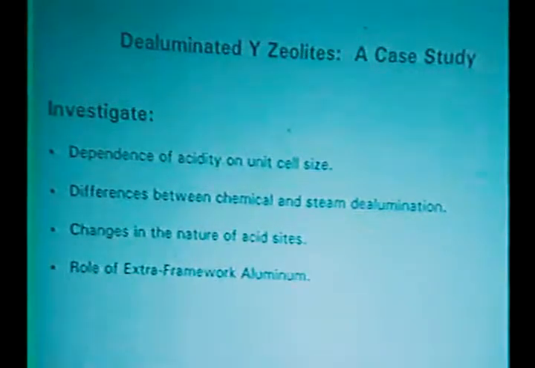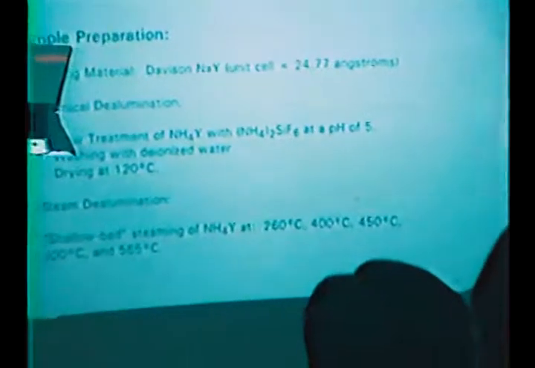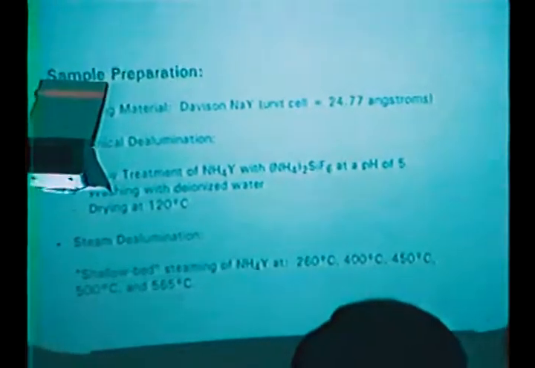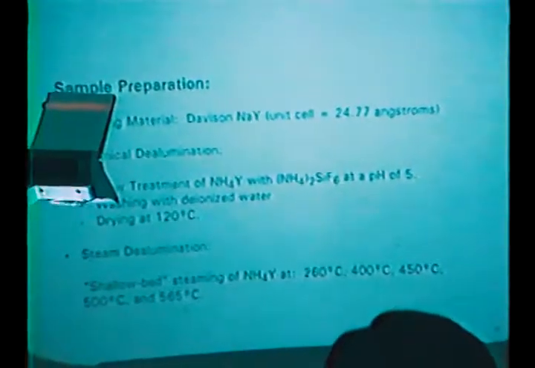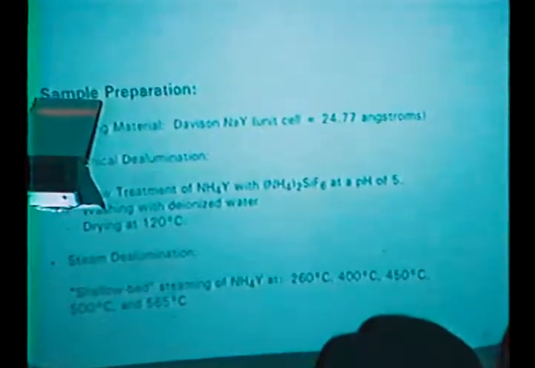The samples that we prepared, we started always with commercial Davison sodium Y, which we exchanged the sodium out of. And it had a 24.77 angstrom unit cell, as measured by XRD in our laboratories. And the chemical dealumination we did by very slow treatment of the zeolite with ammonium hexafluorosilicate at a very slow rate, not exceeding 2 milliliters of the compound per hour, because if the treatment is too fast, you collapse the structure.